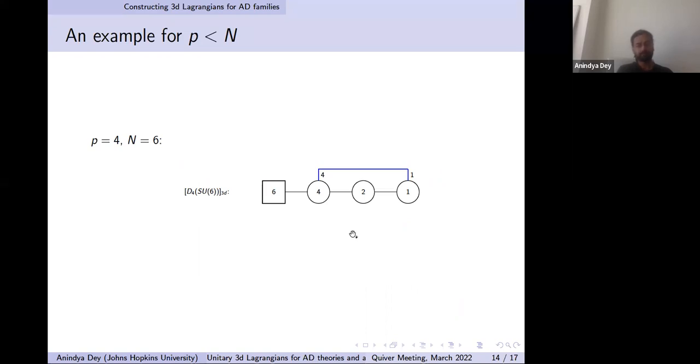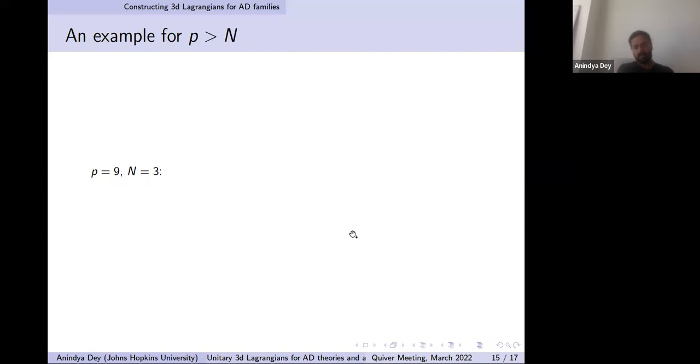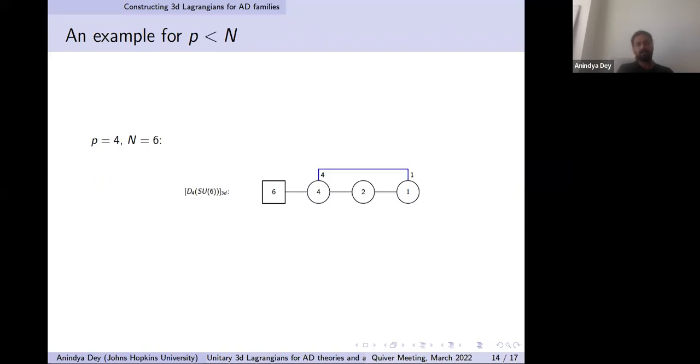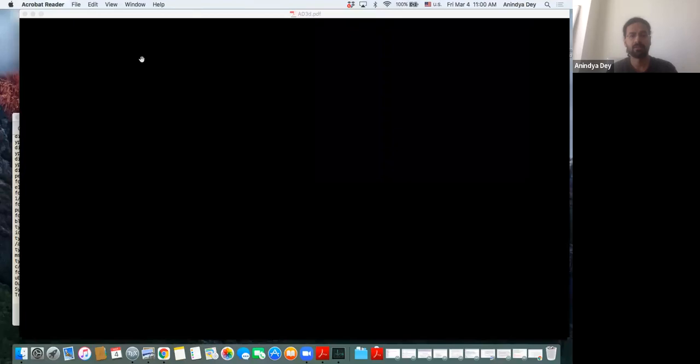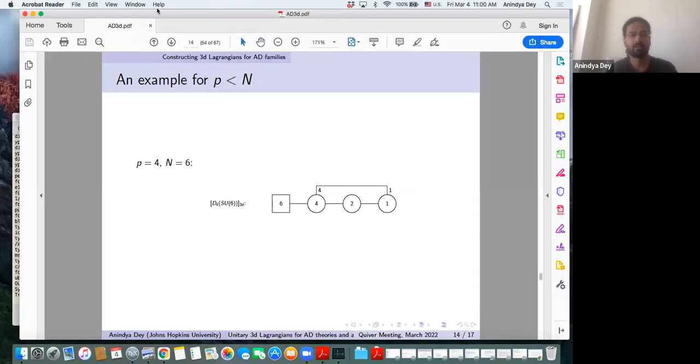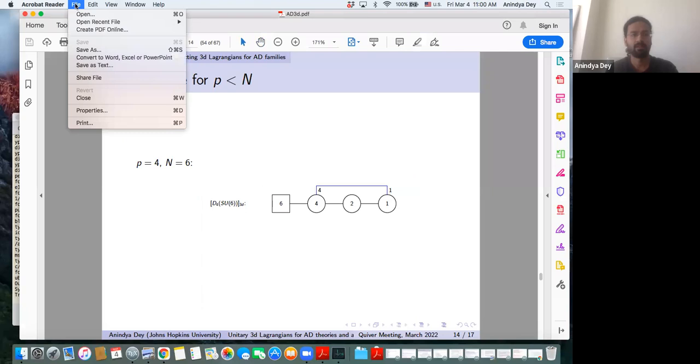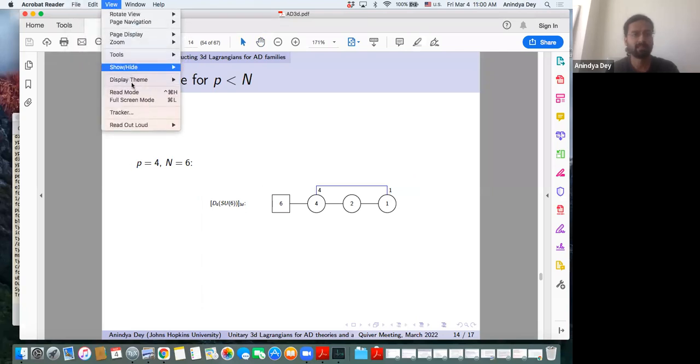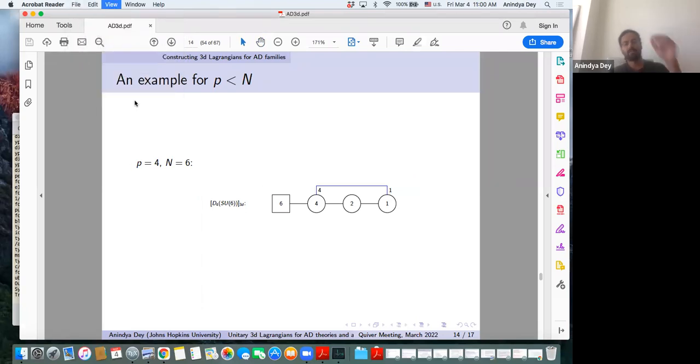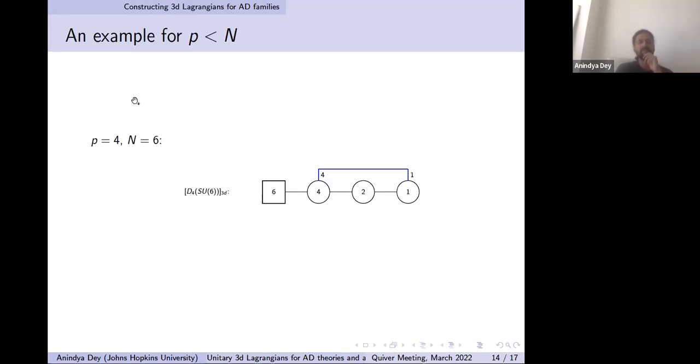Okay. And okay, let me pause here and take questions. Sorry, 1 second. Okay, so this is the simplest example in the D_P(SU(N)) theory where you can do this.